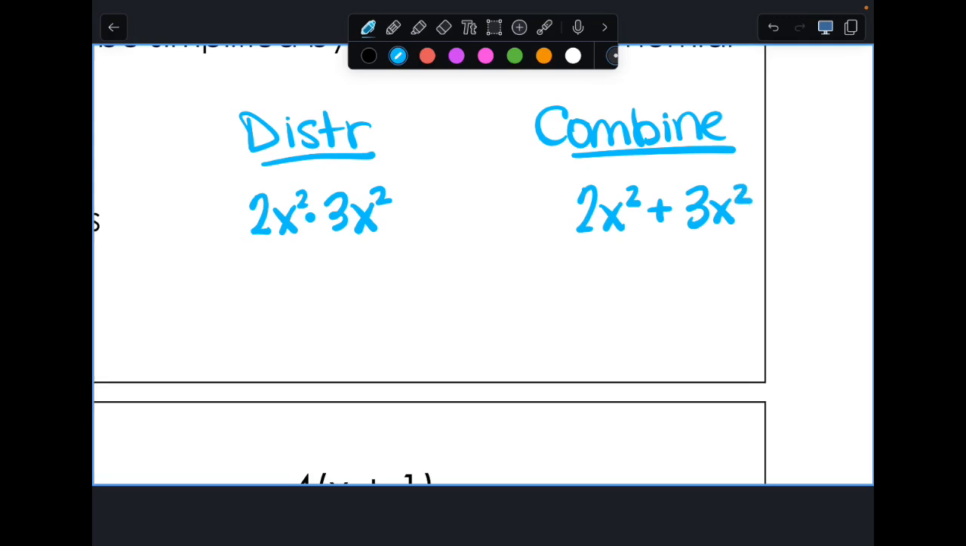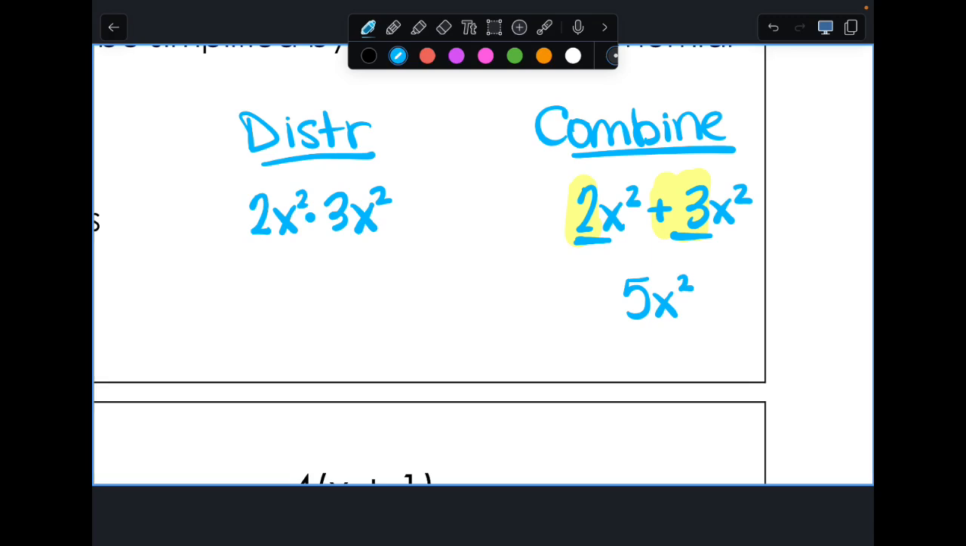Let's start with the combining part. When you combine, remember, they have to have the same variable to the same exponent. So you can only combine an x squared with an x squared or x cubed with an x cubed. You can't do x squared with x cubed because they don't have the same amount of x's, okay? But combining means to add. So the only thing that you're adding is your coefficients. So 2 plus 3 is 5. So when you combine, your exponent doesn't change, okay?